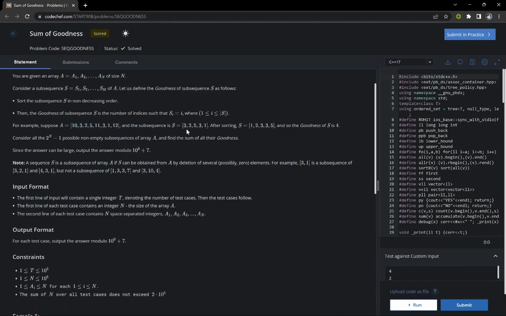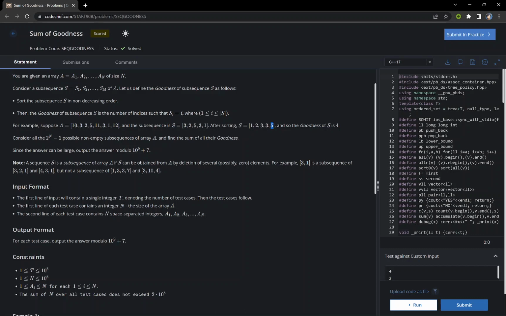up a subsequence like 3 2 5 3 and 1. Then for finding the goodness, we have to sort that particular subsequence. After sorting this array, it will become 1 2 3 3 5, and the goodness will be the count of all the numbers at which v of i is equal to i, because here we can see 1 2 3 and 5, its starting index is 1, so all these have the same value as their index, and this 5 also is having index 5 and value 5, so they will contribute in the goodness.